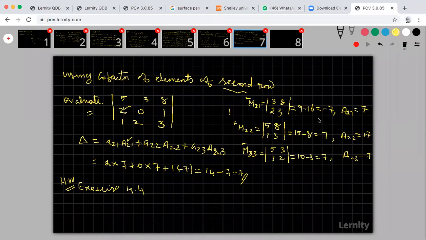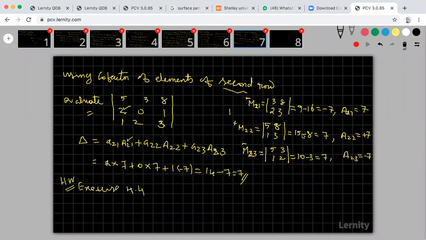Okay, and M22, that means the minor of this element. What is the minor of this element? If it is 0, don't consider it. Some students, when the element is 0, consider that the minor is also 0 and the cofactor is also 0. It is not like that. The minor and cofactor of this element are different from this, not 0. Okay, so that means leave this column, leave this row. The remaining is 5, 8, 1, 3. This is 5, 8, 1, 3. Okay, find the value of this determinant. 15 minus 8. What is 15 minus 8?